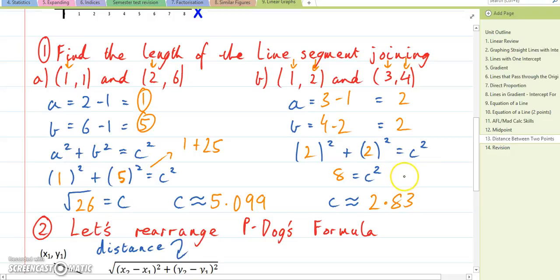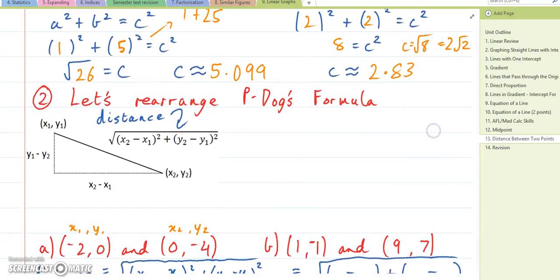Sometimes you might need to simplify it, so we can always write the square root of 8 as 2 root 2. So just be careful if you need to simplify the surd. If you don't quite remember that, just ask me in class. We'll go from there. All right.